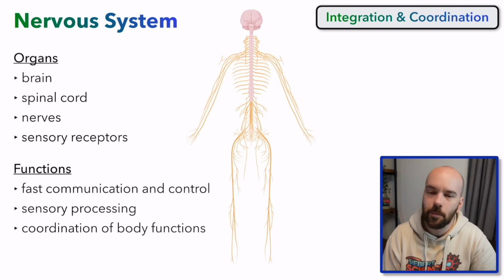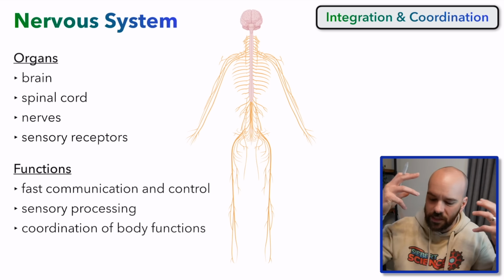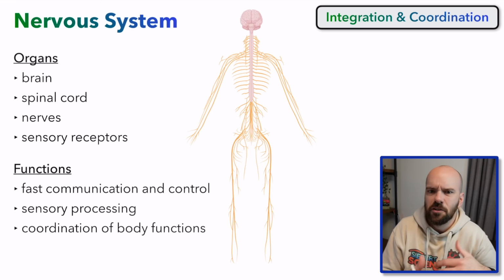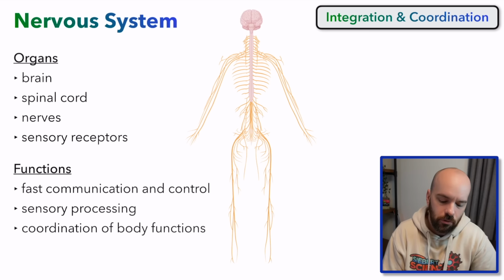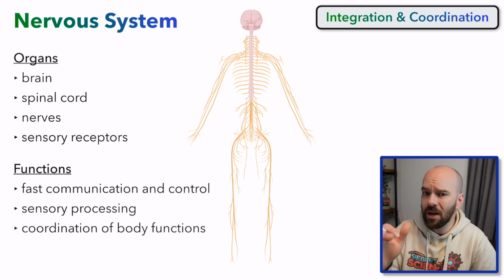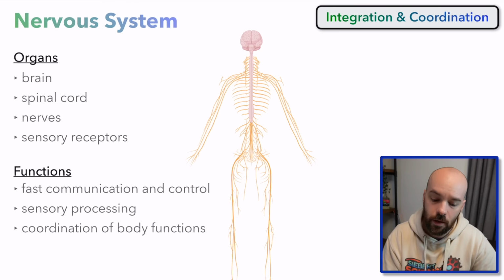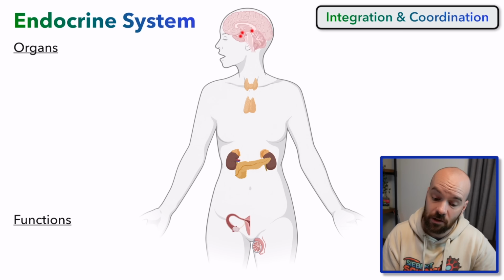And so this will be things like breathing and heart rate, your digestive system. Your nervous system is really going to be controlling all of those different responses. Your stress, things like that, it's all controlled by the nervous system. Again, brain, spinal cord, nerves, and it's going to be fast communication and control and sensory processing. It's going to tell all the other systems what to do, including our next system, the endocrine system.